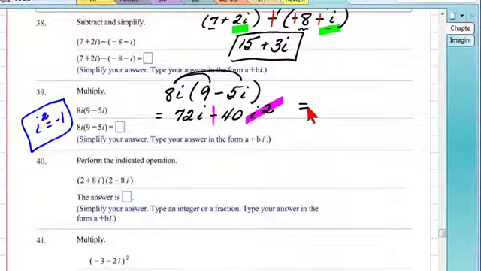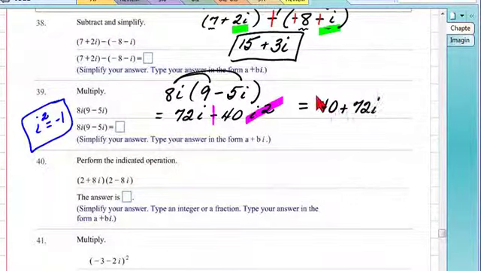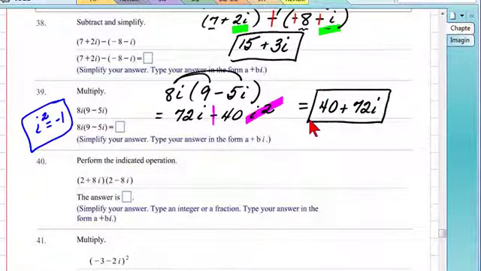So this is, and it wants my answer in a plus bi form. What's the real part of this answer? 40 plus 72i. Every time I have an i squared term, I'm going to get rid of the i squared and change the sign of the term that it belonged on.